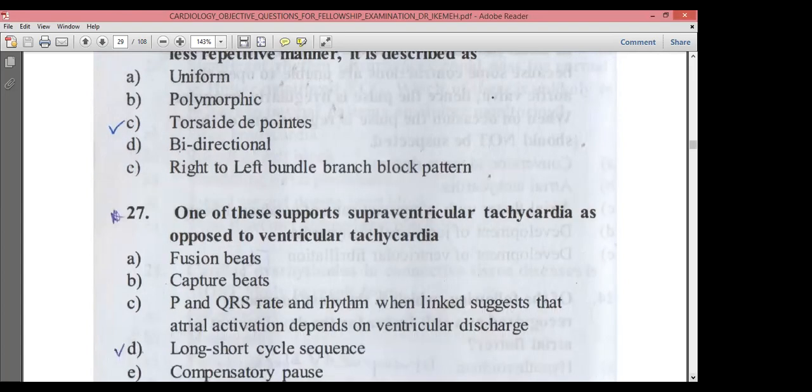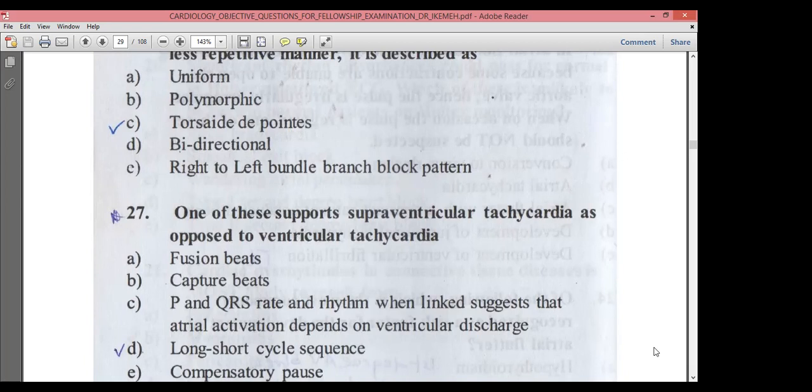Please, ma'am, can I ask a question? Okay, sir. Hello, I don't know if I'm audible. Yeah, you're audible. Okay, thank you, ma'am. I'm just wondering why the bidirectional is not also for consideration, because it also varies in a repetitive manner. Because you see the QRS up now, the next one is down, up, down. So what is it exactly that makes you think that it is torsades?